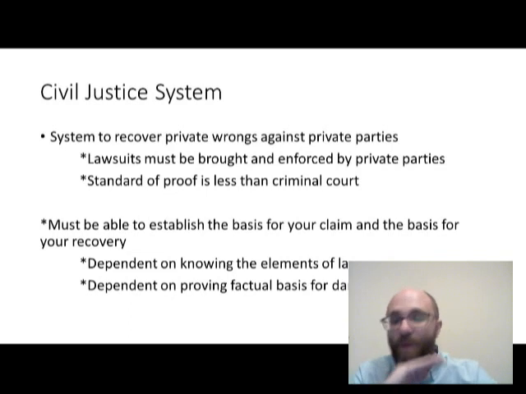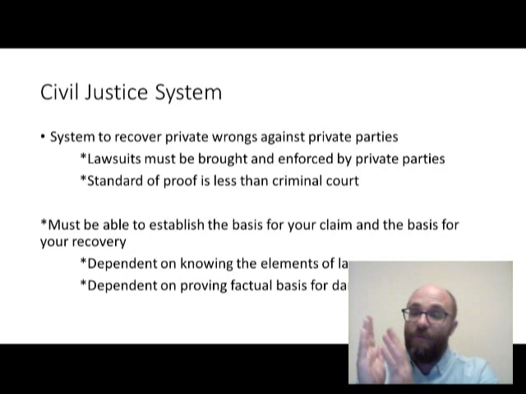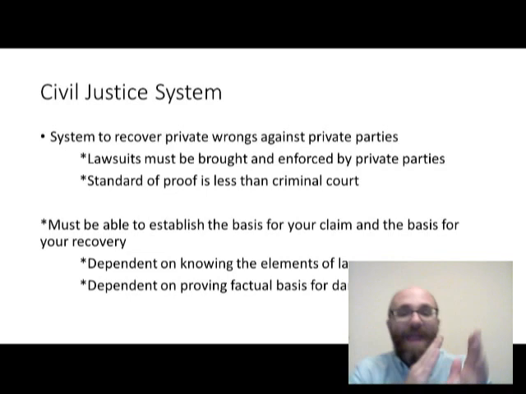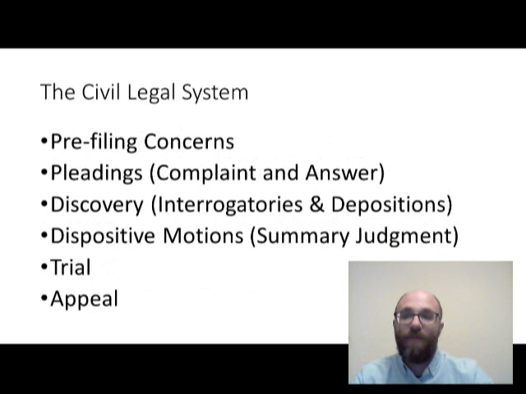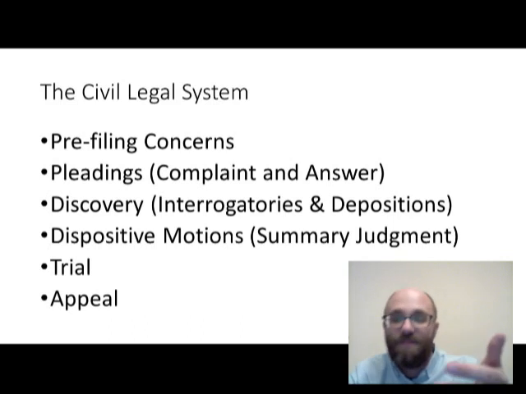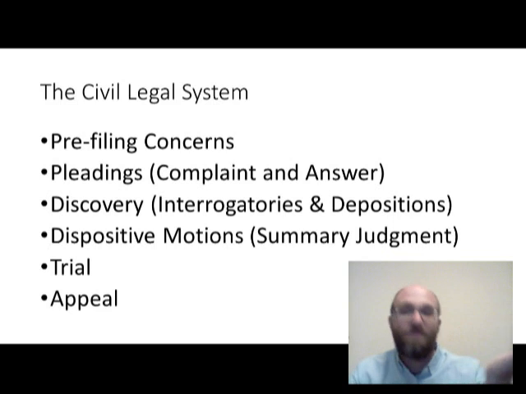The main idea with both of these cases is that you have to know the elements of the law and have facts that support those elements. So both of those cases deal with a test: do the facts satisfy that test? That's the most important thing. Now, this is generally how the legal system works. You've got pre-filing concerns, pleadings, discovery, dispositive motions, trials, and appeals, right? That's just how the civil justice system operates.